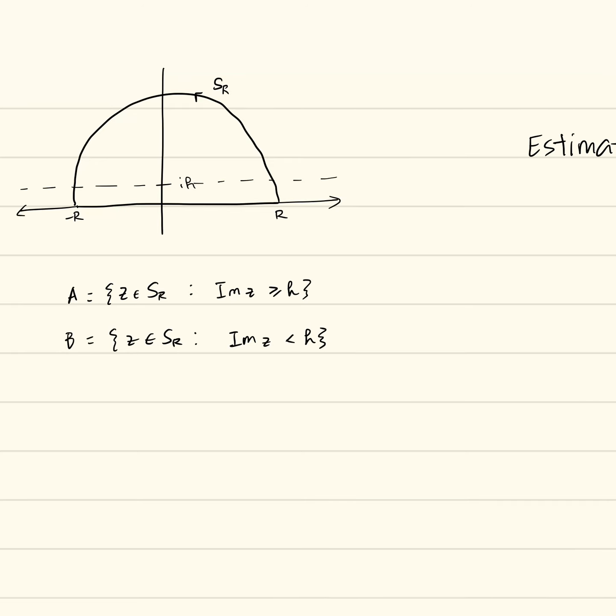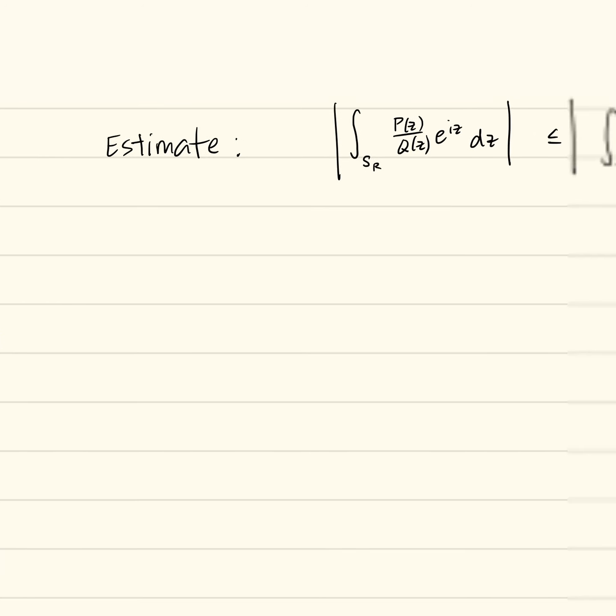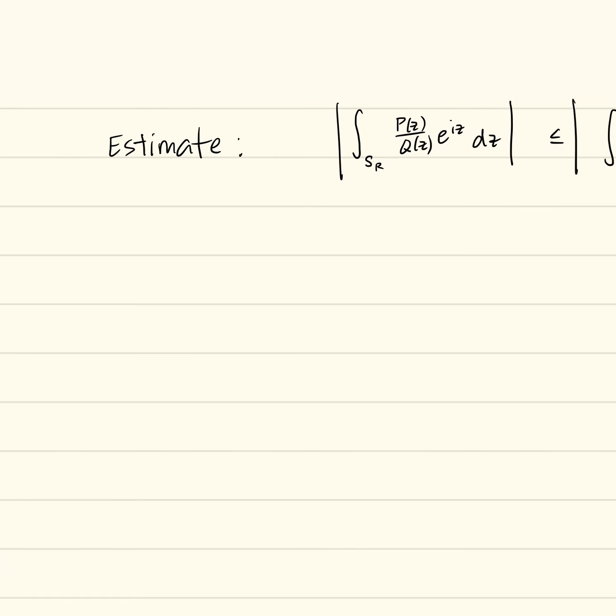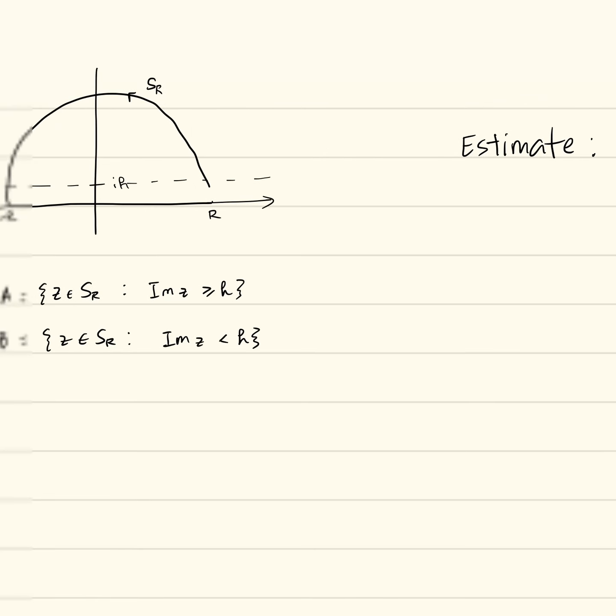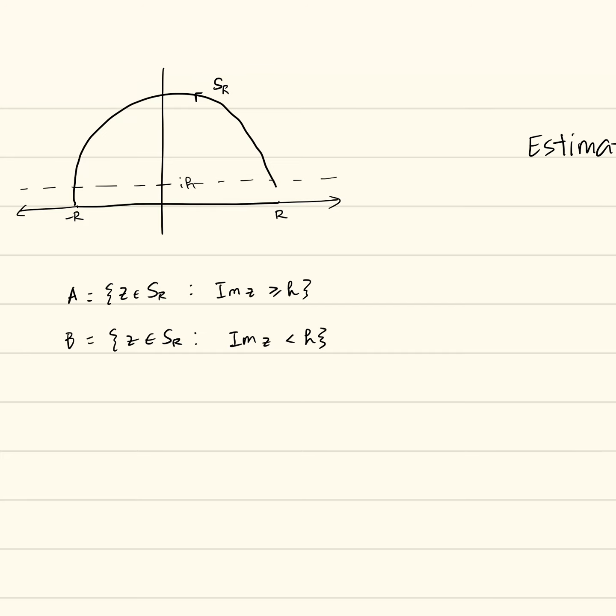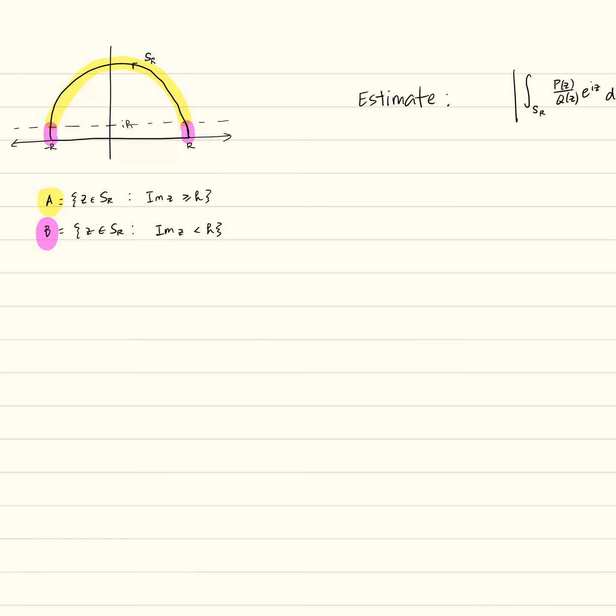Okay, so we're going to continue with where we left off in lecture. And remember, our goal is we're trying to estimate the integral of P(z)/Q(z) e^(iz) over S_R, the semicircle in the upper half plane. Okay, so we said we're going to split S_R into two regions. So we've got A, which is from here to here. And then we've got B, which is from here to here and from here to here. All right. So let's get to it.